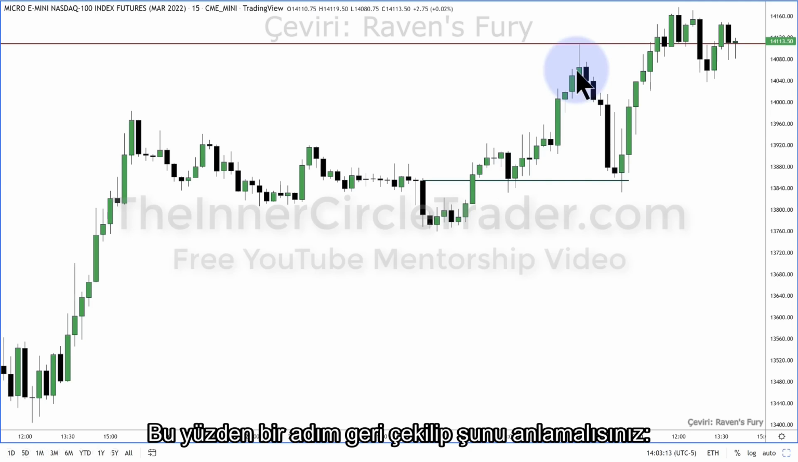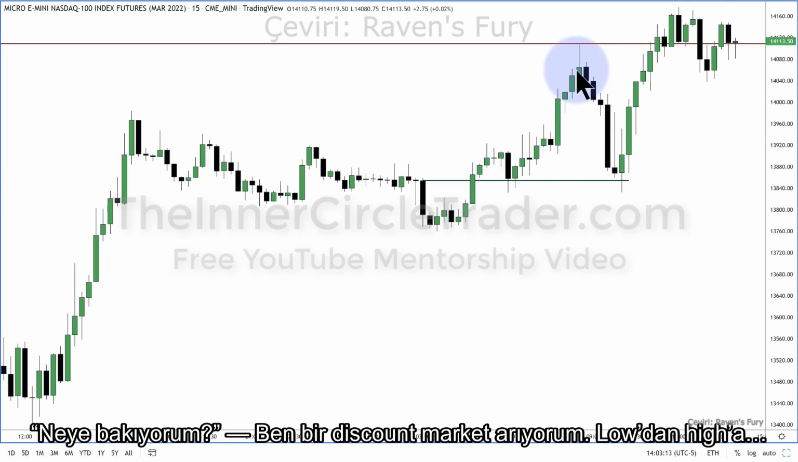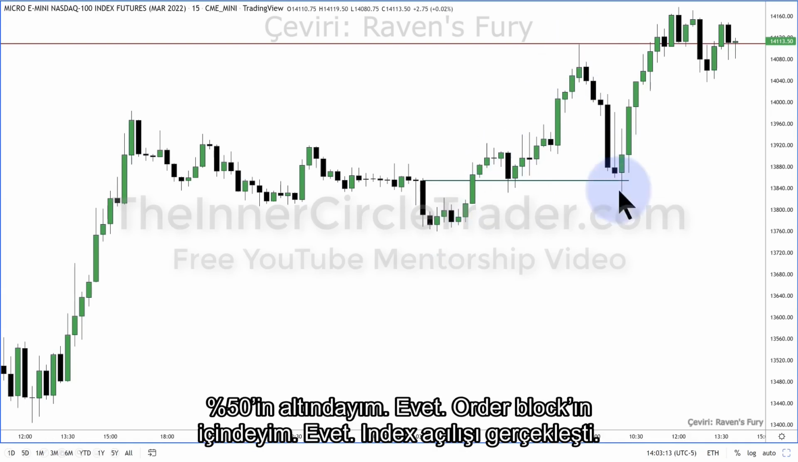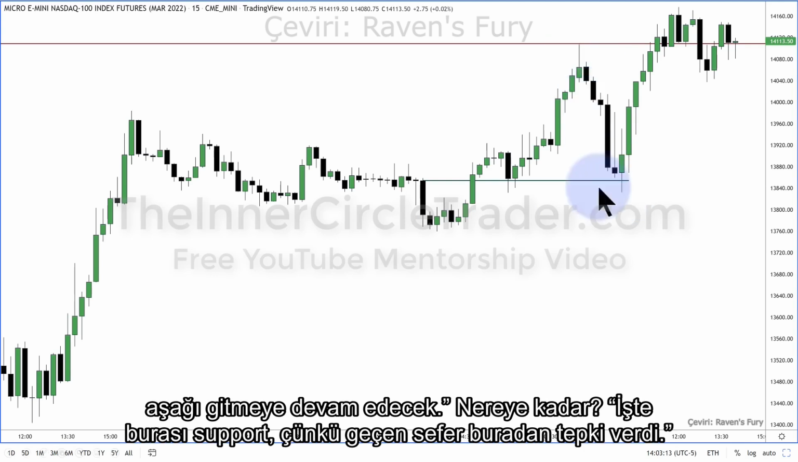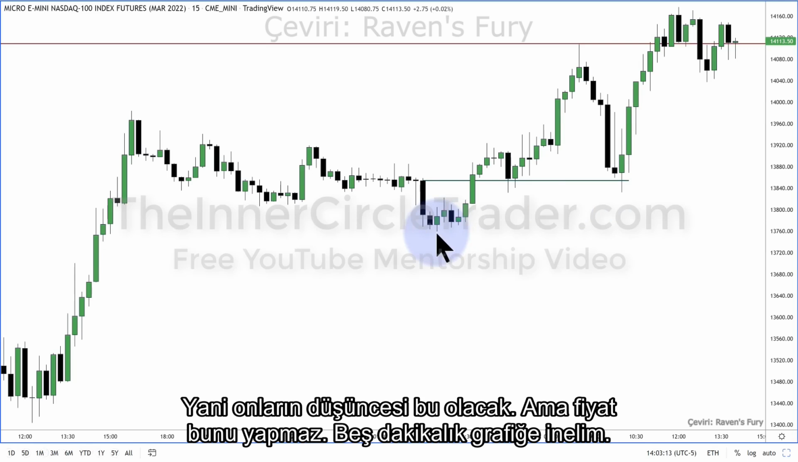So you have to take a step back and figure out what it is you're looking for. Well, I'm looking for a discount market. Low to high, I'm below 50%. Yes. I'm inside the order block. Yes. The equities opening has happened. I'm bullish and it has traded lower. So the public is going to be thinking what? It's resistance. It's going to keep going down. To what? There's your support level because it bounced there last time. So they're going to think that. Well, it doesn't do that.